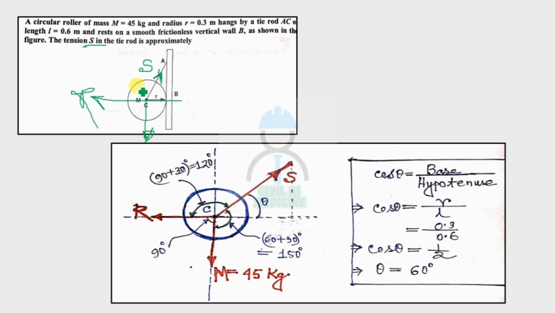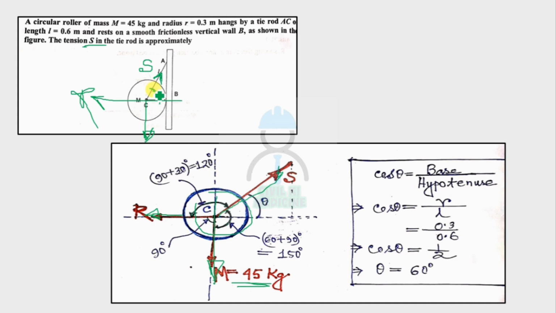Therefore the free body diagram will be, I remove the wall and draw the ball only. So this is the ball, the weight is acting vertically downward, m equal to 45 kilogram. Along this direction is the tension S, and the reaction force R is this one. So first we have to find an angle, because the angle is not given in the question.